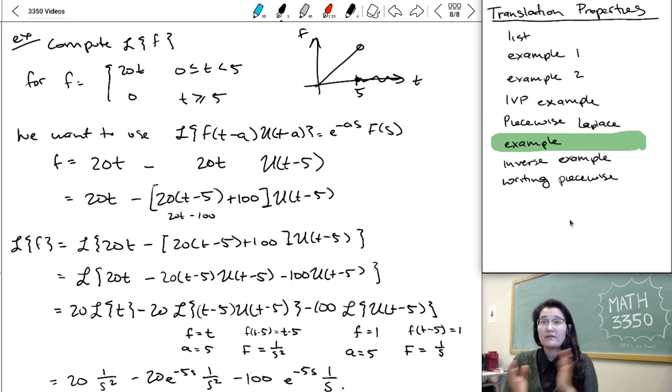And then at this point, we've completed the problem. We took the Laplace of a piecewise function. And that's going to be helpful whenever we want to solve an initial value problem that uses a piecewise function. So I'm going to go ahead and move on to the next video. If you need, please pause and finish up this problem on your own.